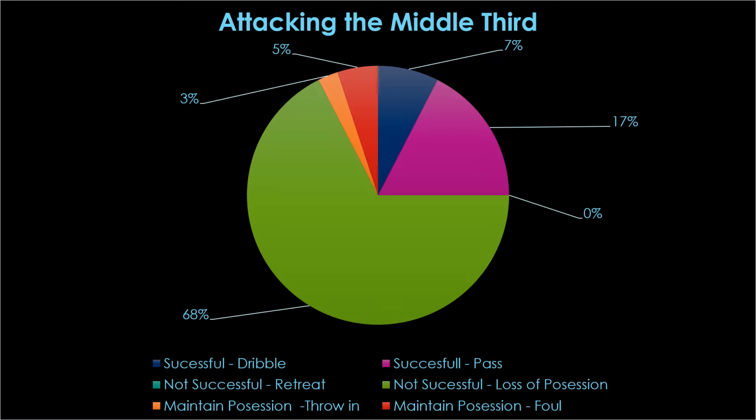So in our attacks in the middle third, we were unfortunately unsuccessful 68% of the time. So over two-thirds of the time, we couldn't get it out of our middle third when we had the ball there.